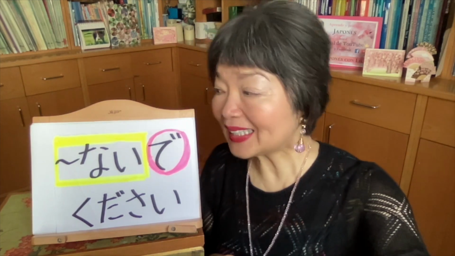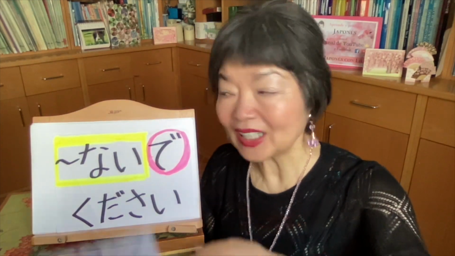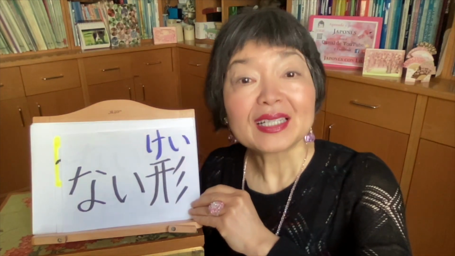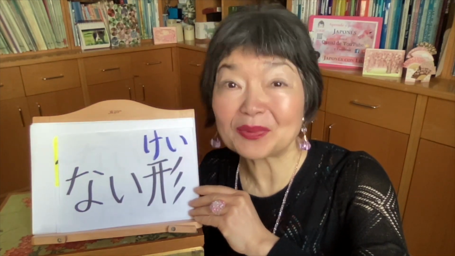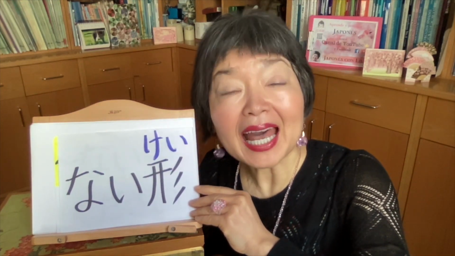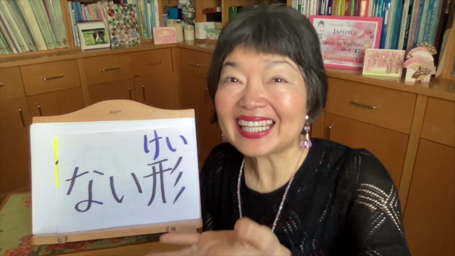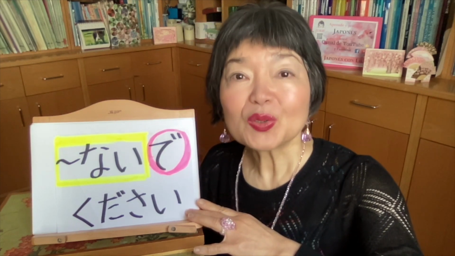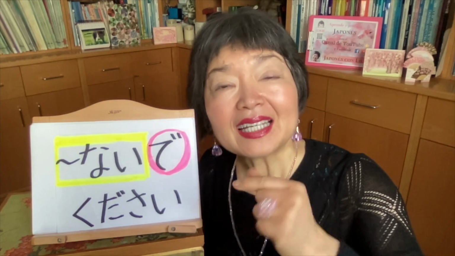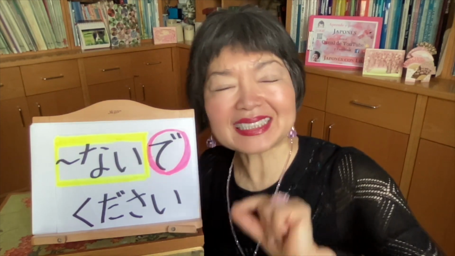Today we've learned this form ないでください using the ない form of the verb. If you don't remember how to conjugate the ない形, you can watch my Grammar 76 video, where I explained it all in detail. This ないでください is really useful to ask someone not to do something.